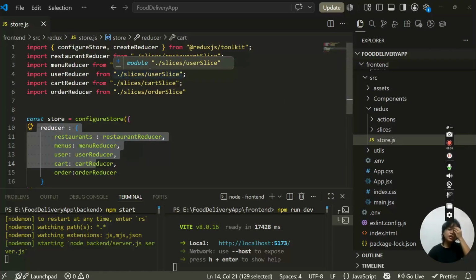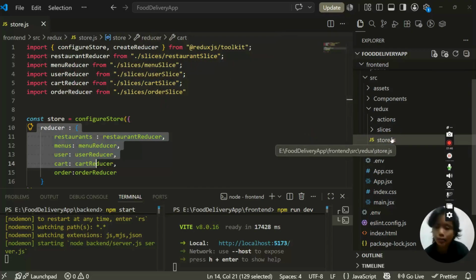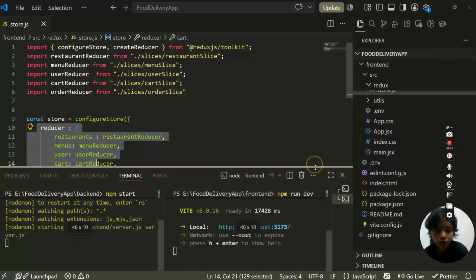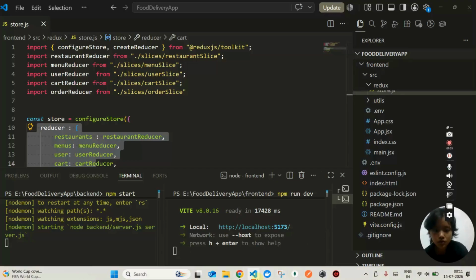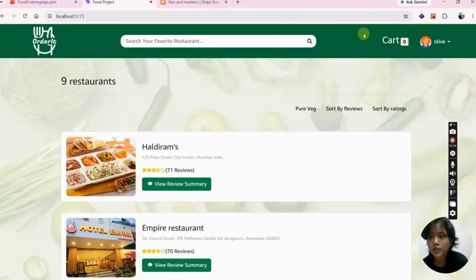So every single piece of information about the slices, every single update that it has in the reducer, all of that is being imported into the store. So the store basically has every single piece of application data, right? So that is what we talked about. Now I will also be showing you my local host. So this is how my website is going to look like.